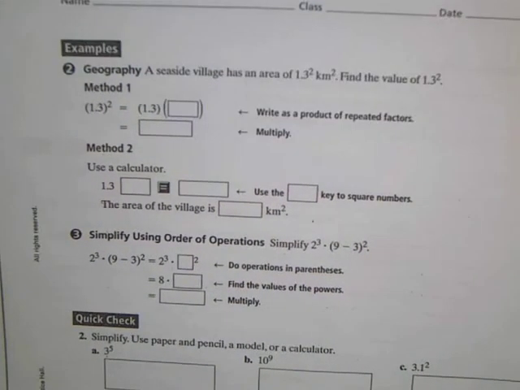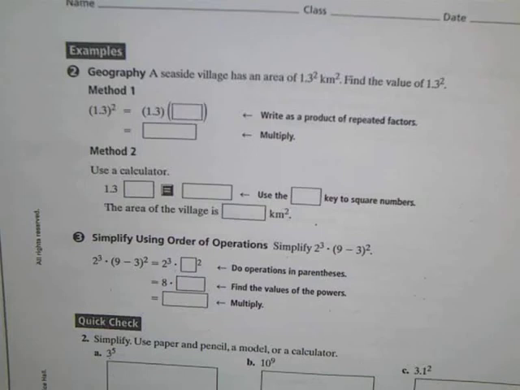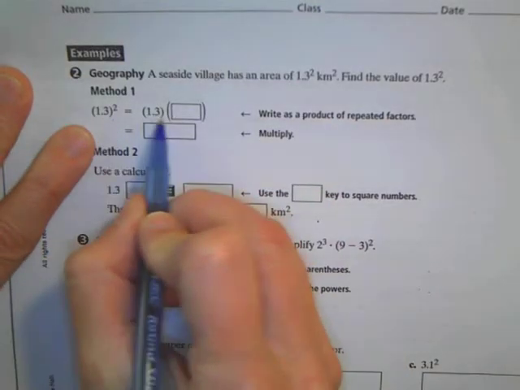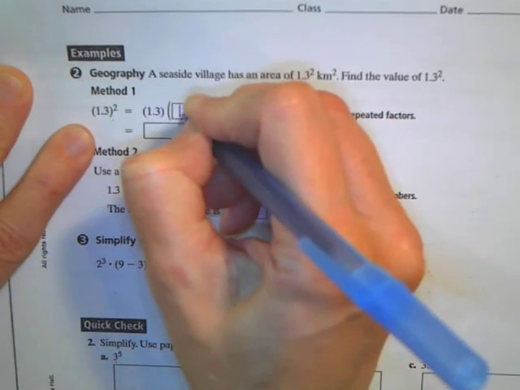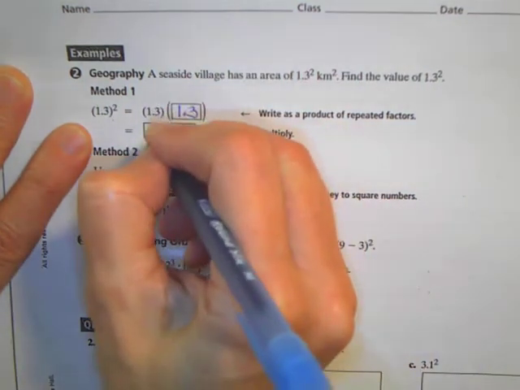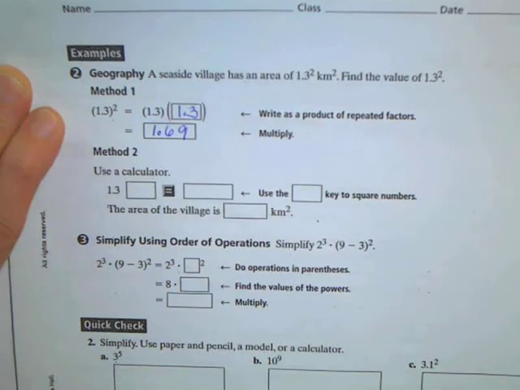A seaside village has an area of 3.2 square kilometers. Find the value of, I'm sorry, I misread that entirely. A seaside village has an area of 1.3 square kilometers. Find the value of 1.3 squared. So what this means is that 1.3 is our repeated factor. So I'm really doing 1.3 times 1.3 and then multiply, and I get 1.69.